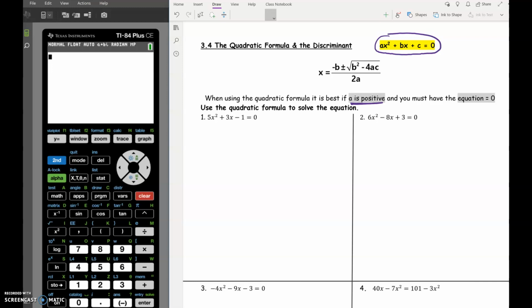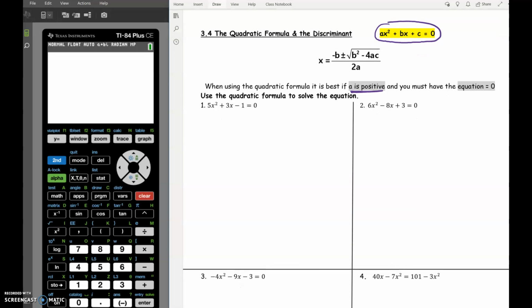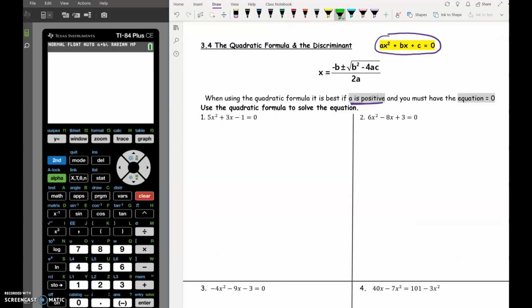The quadratic formula is x equals the opposite of b plus or minus the square root of b squared minus 4ac all over 2a. Something kind of interesting for you to notice. Does that green part look at all familiar? Yes. Opposite of b over 2a.